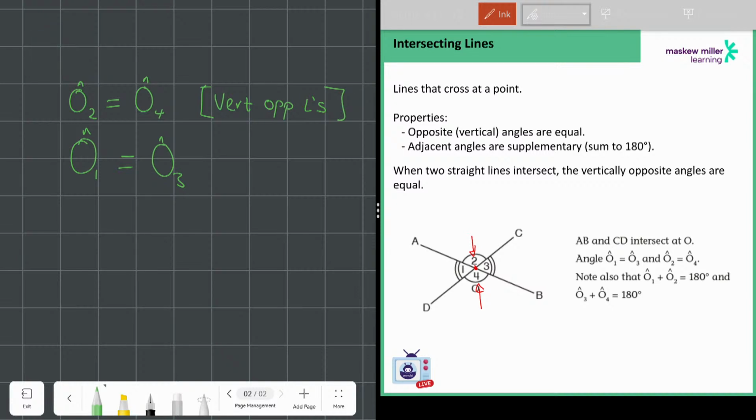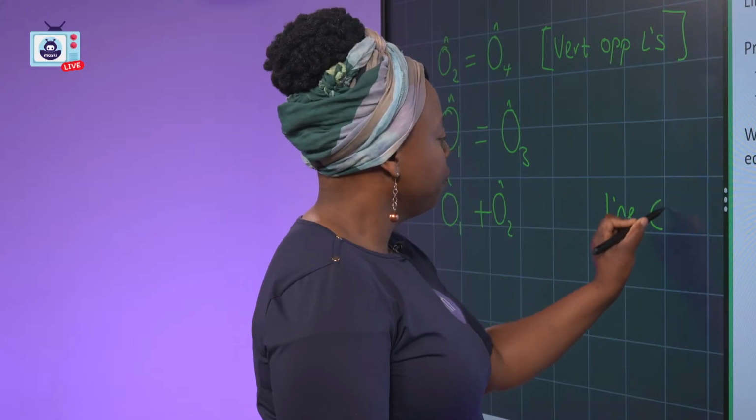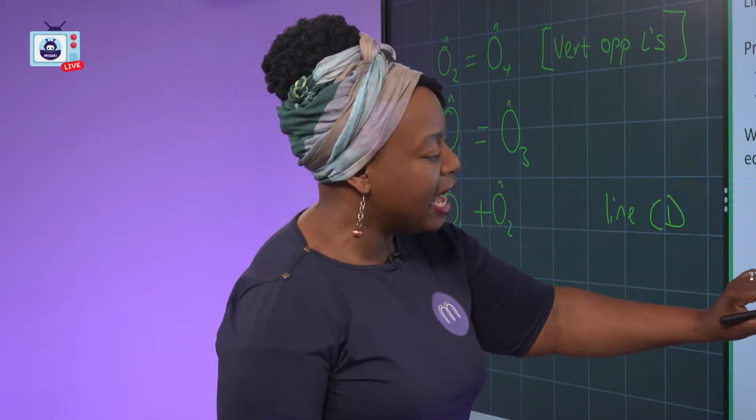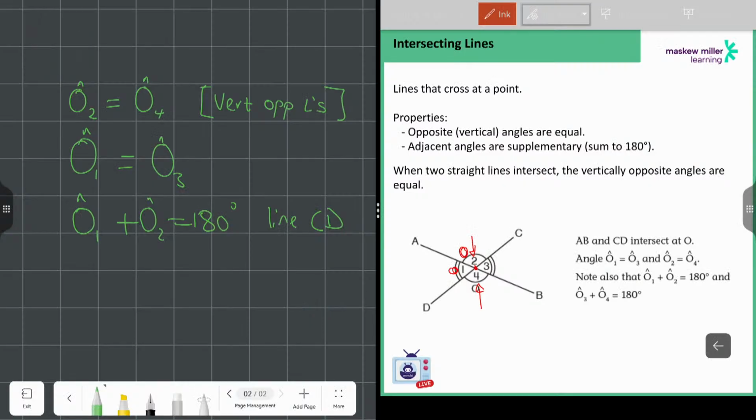That will simply mean that you just say O1 plus O2, for example, and here is when you are using line CD. So if we use line CD, then O1, which is the angle here, plus the angle O2 must give us 180 degrees, and that is because of the angles on a straight line. So if you focus on each and every line, you'll be able to see that.